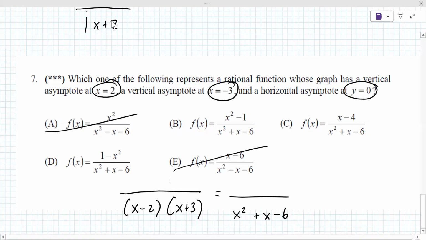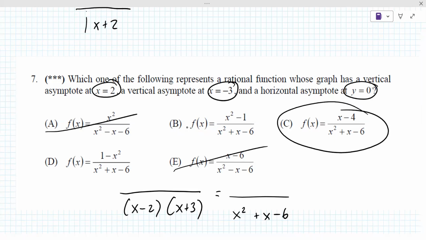All right. The fact that it has a horizontal asymptote at 0, that means that it's bottom heavy. Okay. So out of B, C, and D, which one is bottom heavy? Which ones, if there's more? C, right? Yeah. Okay. There's your answer.